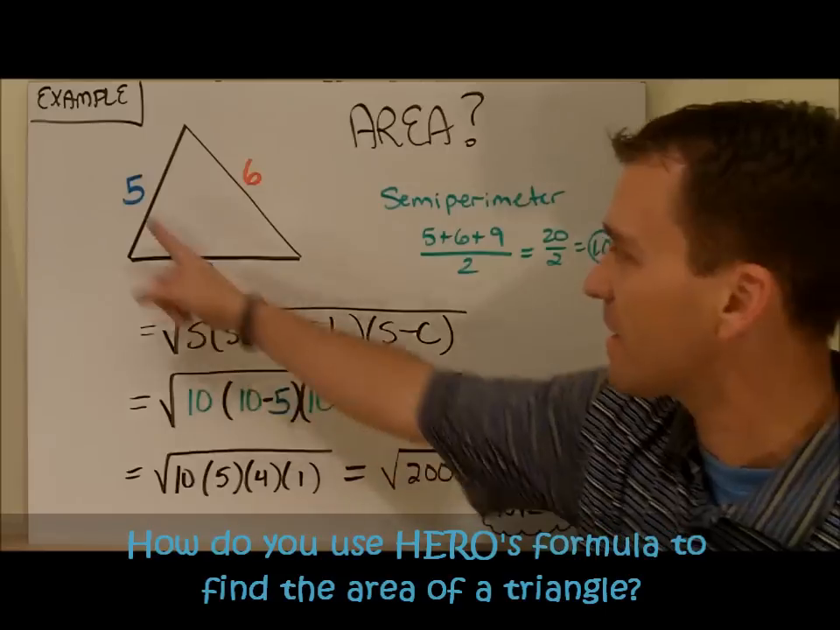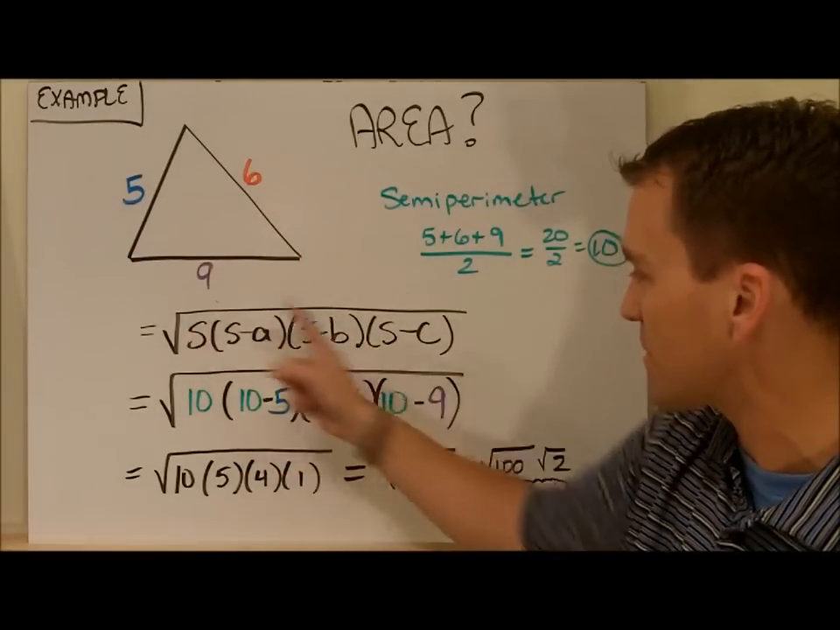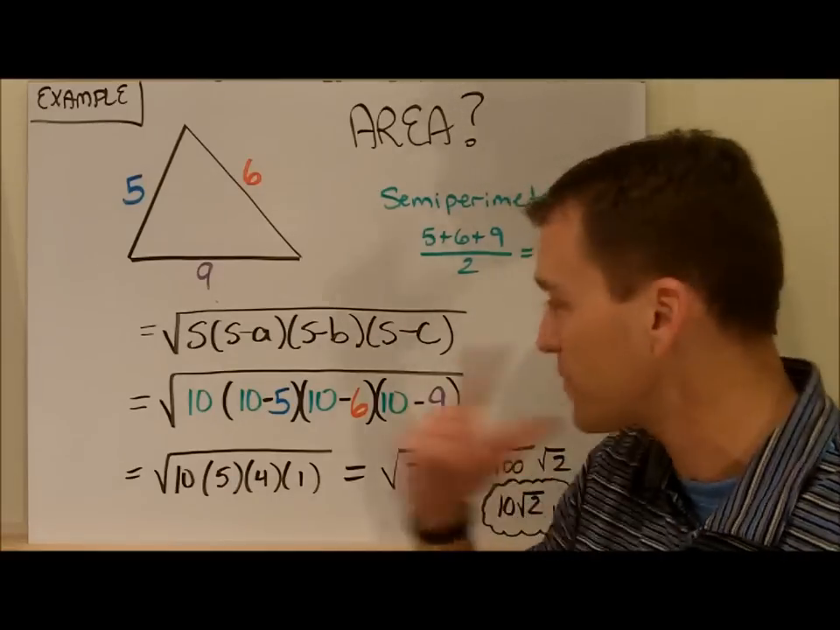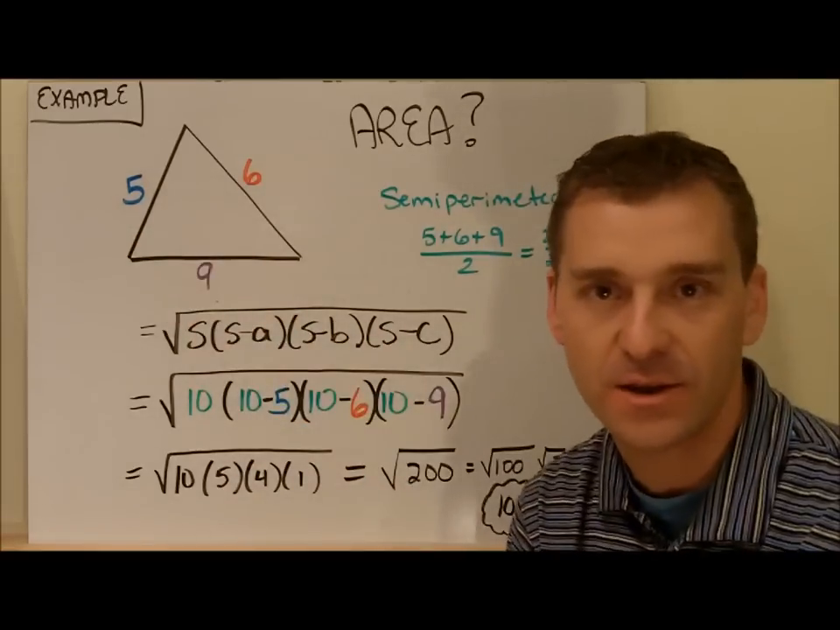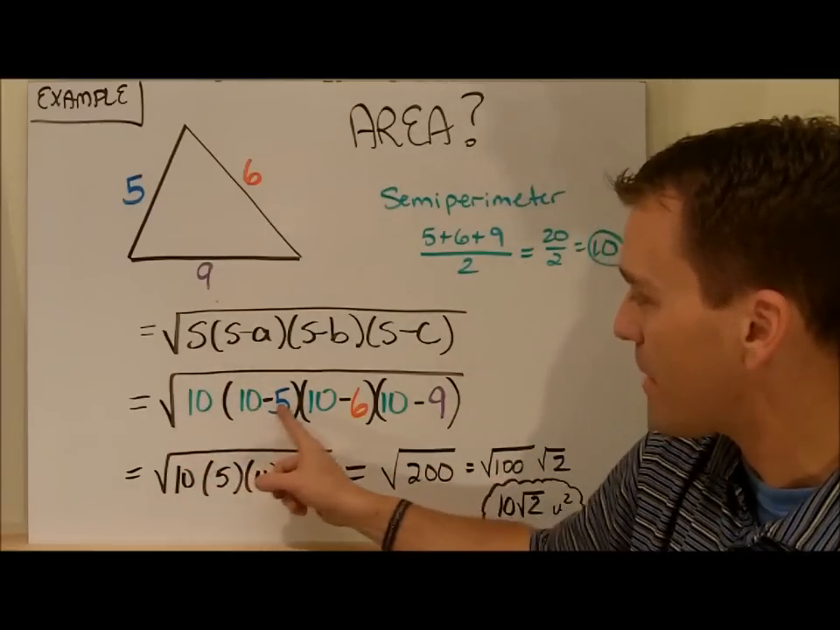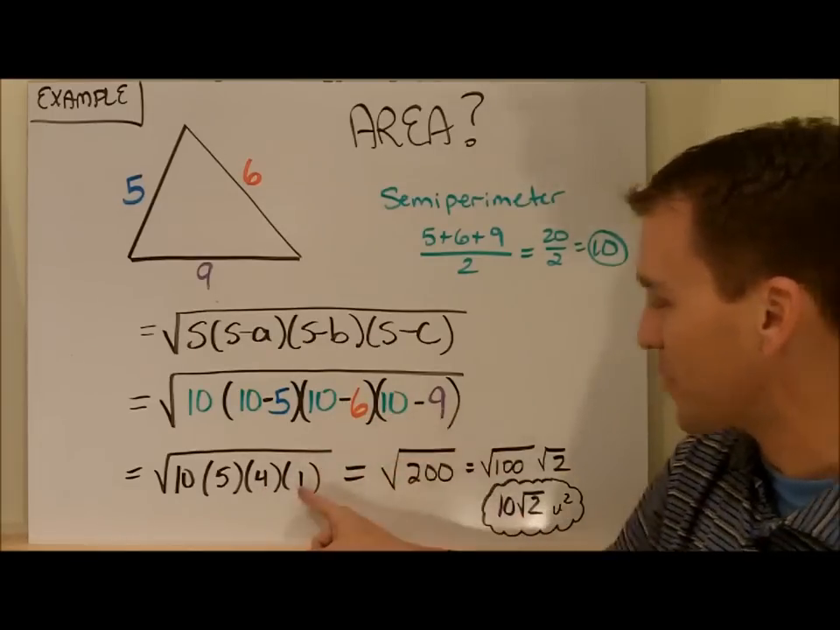And then one side length is 5. I put it in here. The other side length 6 is B. The other side length is 9, so I put that in for C. It doesn't matter what you put in order-wise for A, B, and C as long as you take the 3 side lengths. So when I simplify this out, guys, I get 10 here. 10 minus 5 is a 5. 10 minus 6 is a 4. 10 minus 9 is a 1.